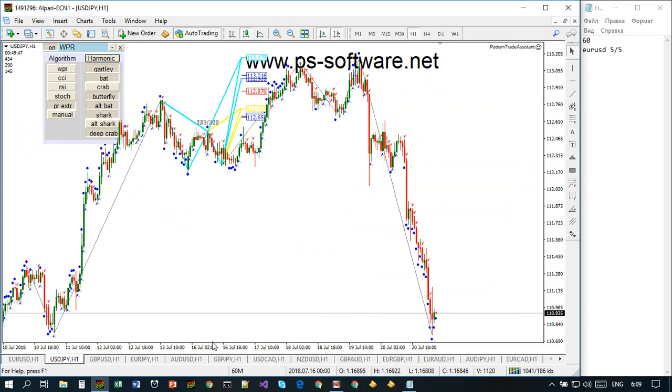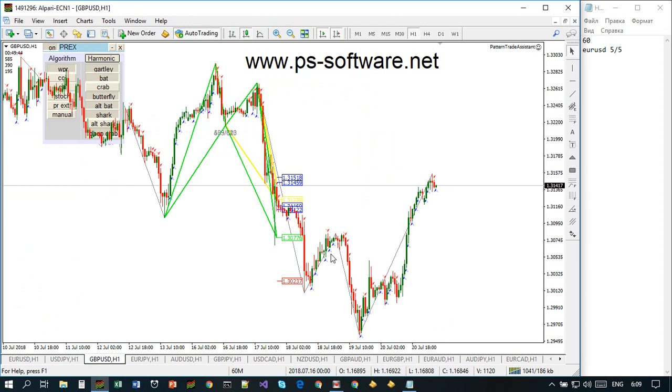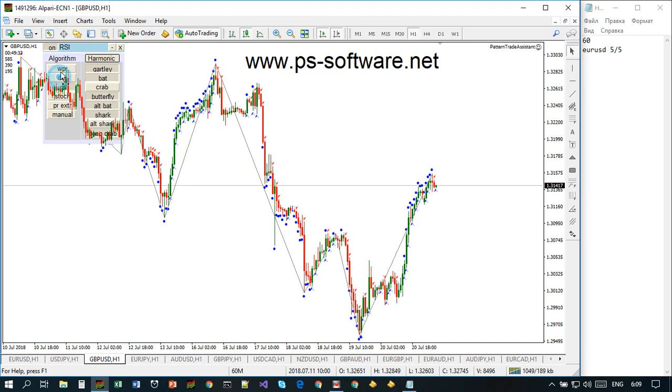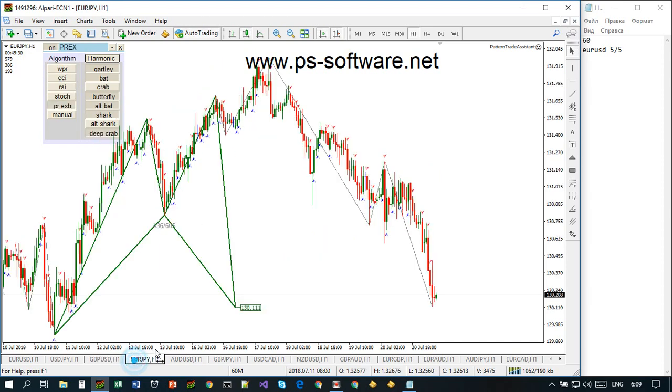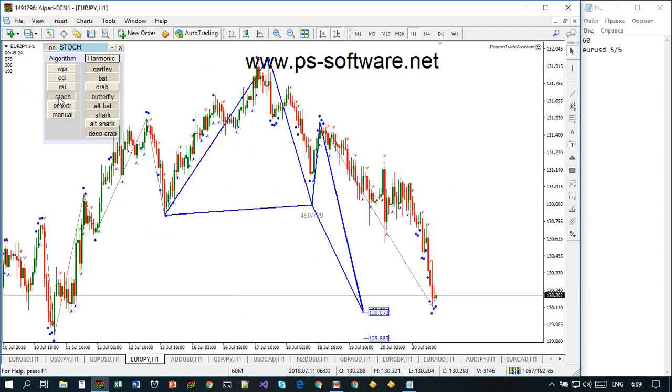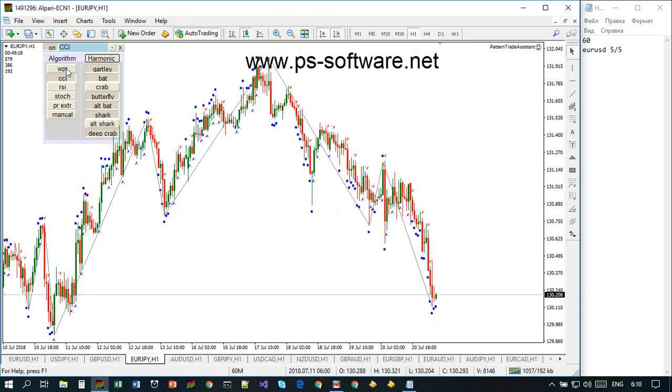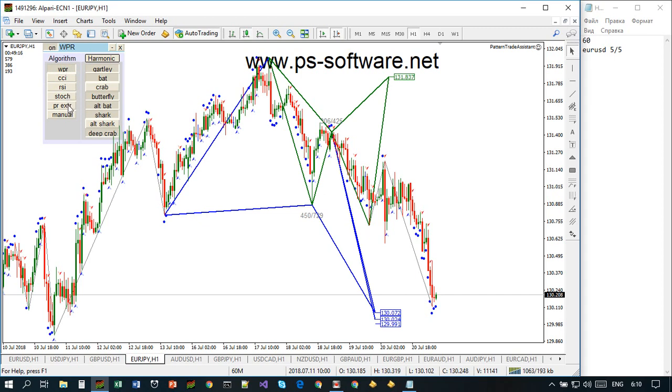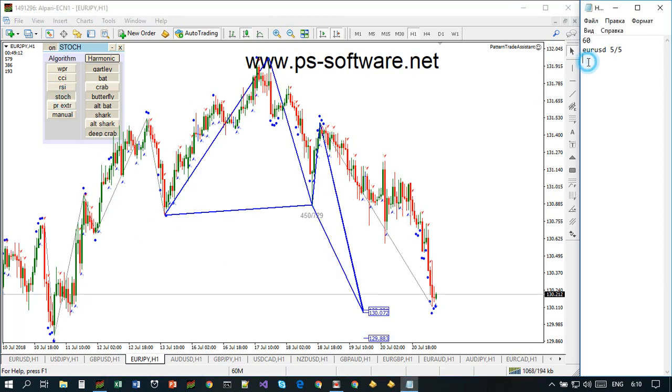Dollar Yen, I see nothing here. You can see it as well, straight line. Well, what is this? This is also potentially nothing. Yes, Euro Yen shark pattern exceeded that C point, so it is invalidated for me. Oh, this nice deep crab pattern, and it is 2 of 5. Well, okay, let me edit. It is EUR/JPY 2 of 5 deep crab pattern.